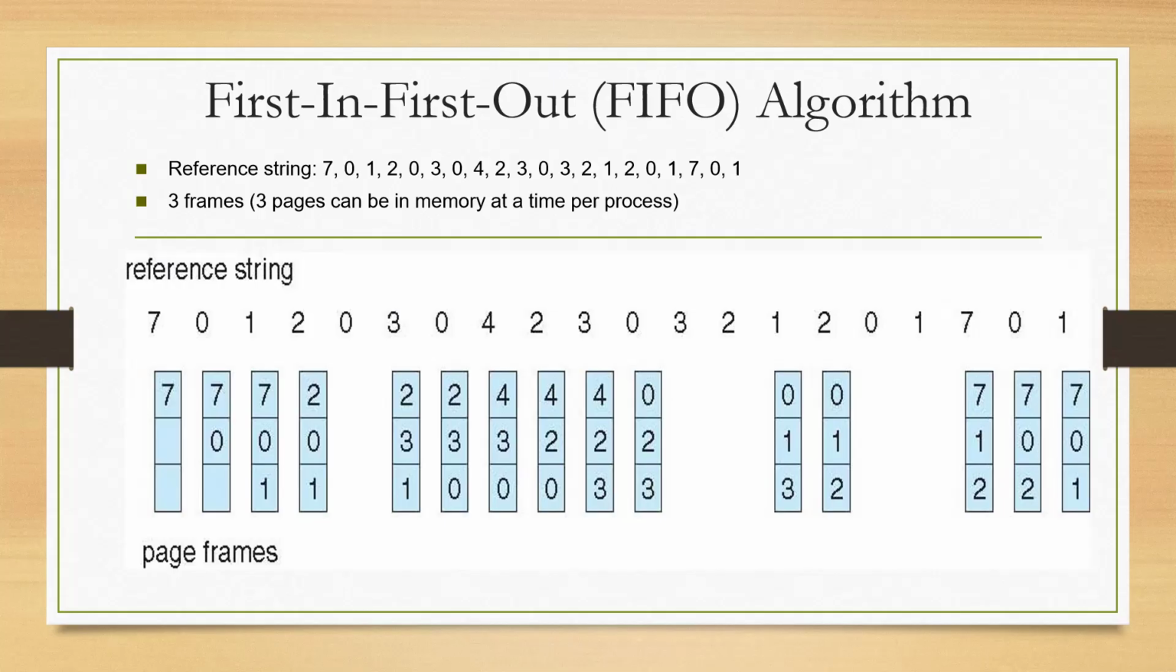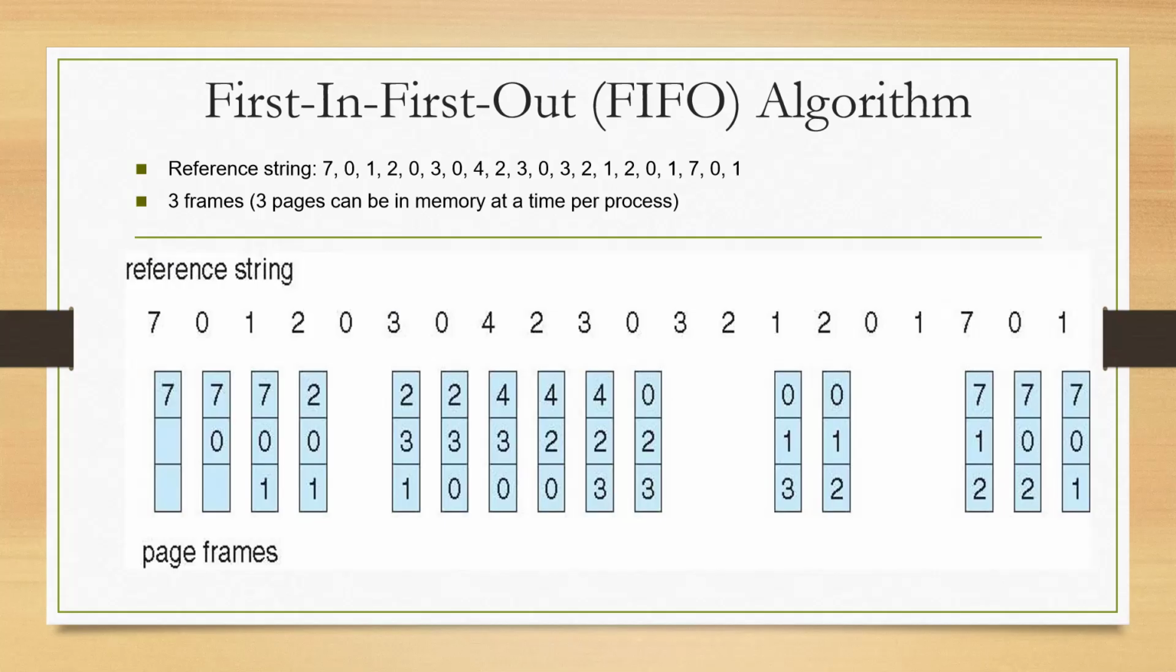As I already told you, the key concept of the page replacement algorithm is the frame, a fixed length block of physical memory. With respect to this example, the page frame size is 3, so 3 pages can be in memory at a time per process. Once the page frames are full, then we have to apply the algorithm.